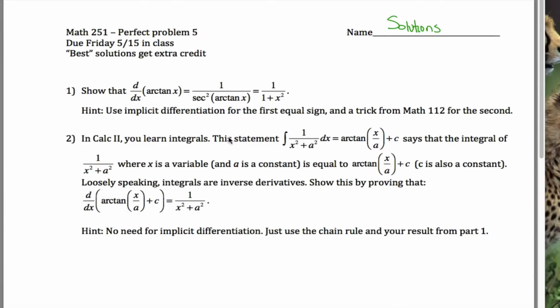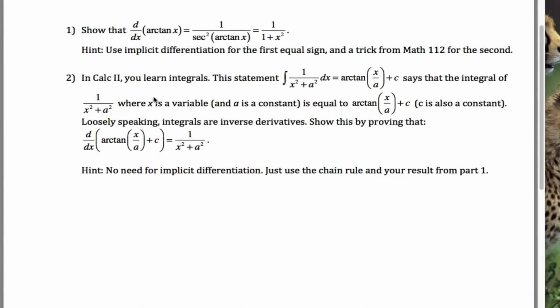Solutions for perfect problem 5 for Math 251. A couple questions here. The first one is to prove or derive, or I guess I say the word show, verb, that the derivative of arctangent of x is equal to 1 over secant squared of arctangent of x, which it turns out is equal to 1 over 1 plus x squared. Okay, so let's do that.